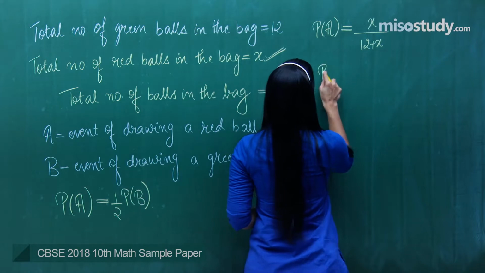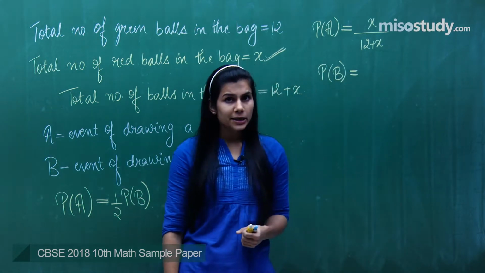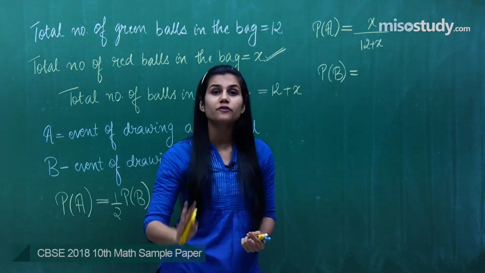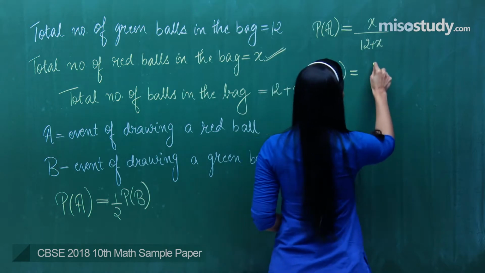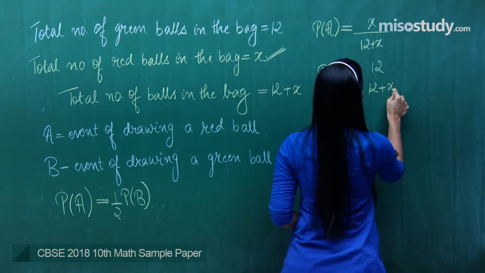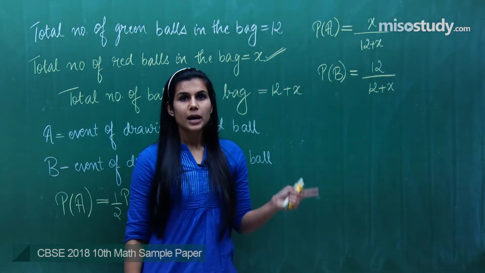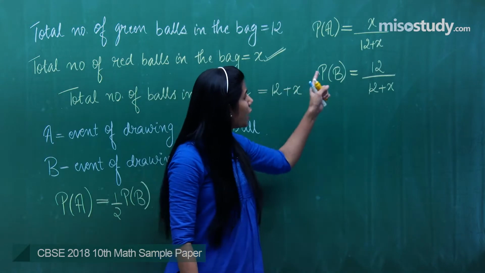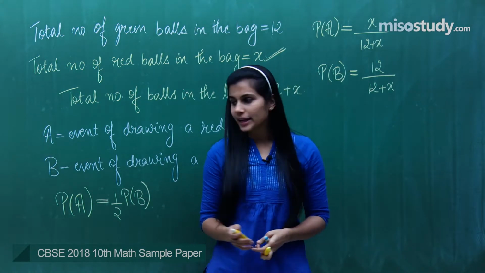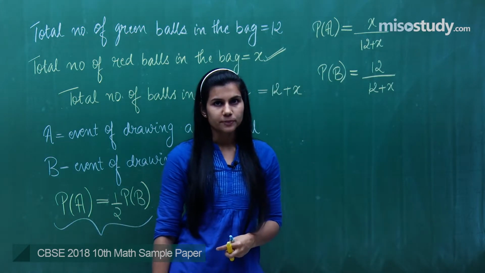Whereas what is probability of event B? Probability of drawing a green ball. Now out of 12 plus X total number of balls, there are 12 green balls. So 12 is the number of favorable outcomes and the total number of outcomes is 12 plus X. So 12 upon 12 plus X is the probability of event B. Now that I know the numeric values of probability of A and probability of B, let's use this relation to simplify this expression.